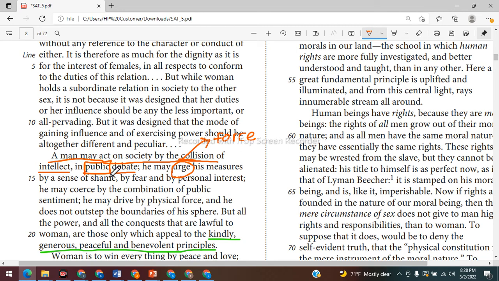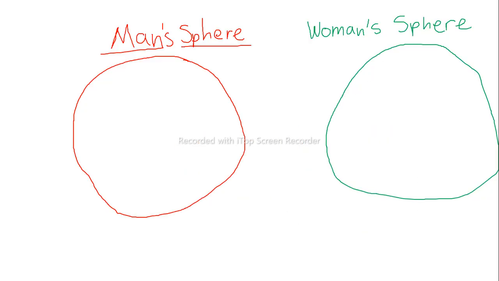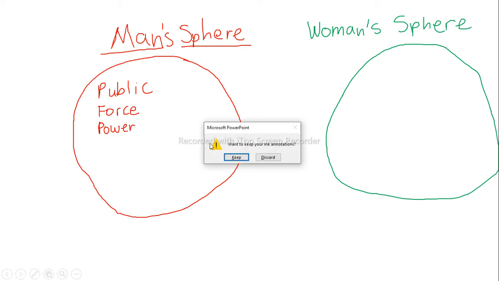So she's saying that for a man, his sphere, number one, definitely is going to be public, right? So his sphere is public. For a man, his space is public. In her eyes, it's kind of okay for a man to use force, right? Now, she's not like saying like punch you in the face, but she used the word urge and she used the word collision that gives the idea of force, of power, right? So this is a man's sphere. Public, force, power, right? Those ideas.